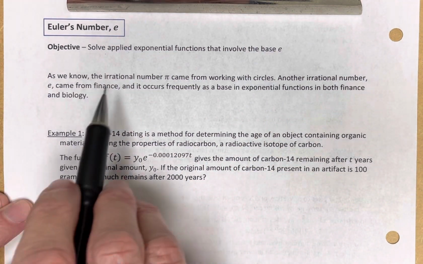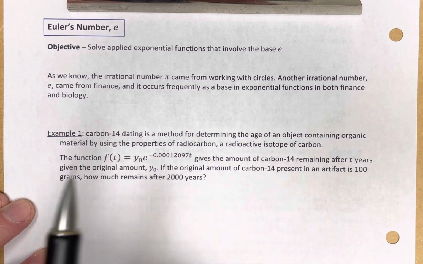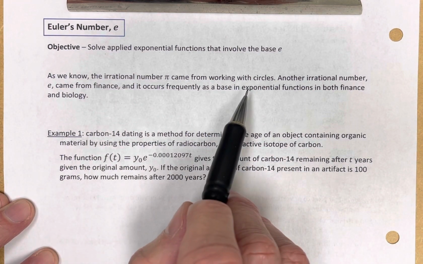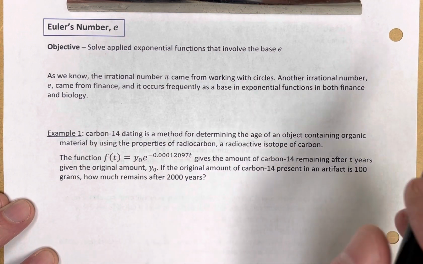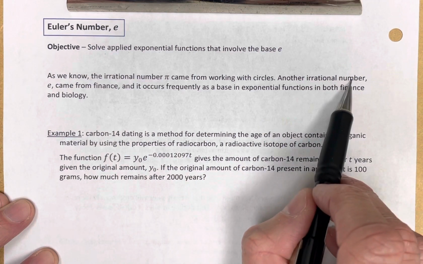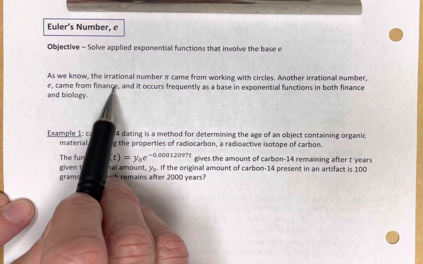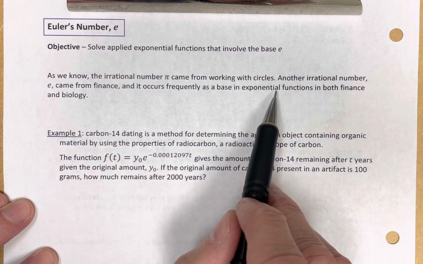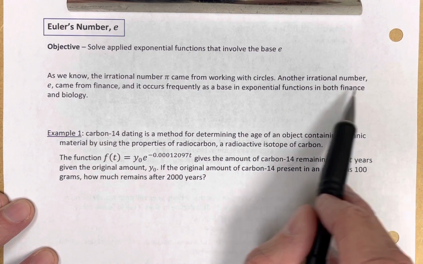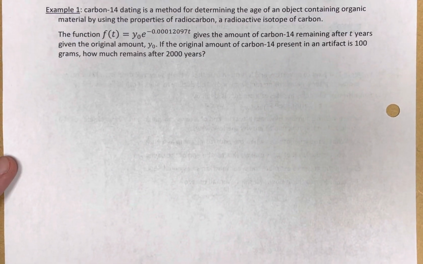As we know, the irrational number pi came from working with circles. It's a comparison of a circle's diameter to its circumference. Another irrational number, the number e, came initially from finance, and it occurs frequently as a base in exponential functions in both finance and biology. And we'll do examples in both, I'm sure.